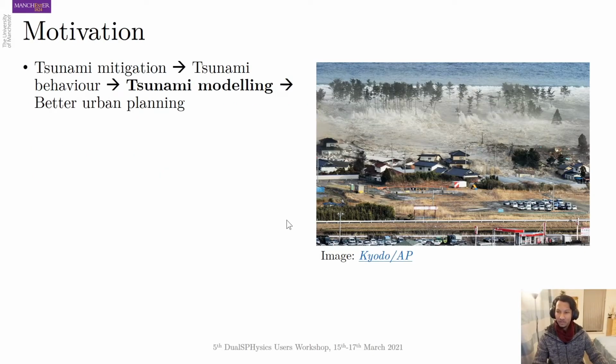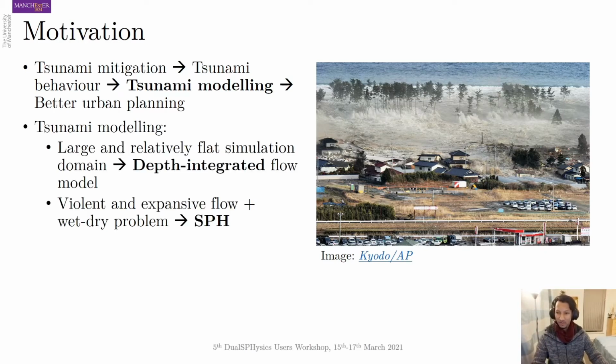For the motivation, the main aim of this research is tsunami mitigation by studying the tsunami behavior. One of the ways of doing that is by modeling the tsunami so that we can do better urban planning. Tsunami modeling normally needs a large and relatively flat simulation domain, so we want to use the depth integrated flow model for this. And the tsunami flow is violent, an expansive flow, and it has wet and dry problems. So we want to take the advantages of the SPH method here for this matter.